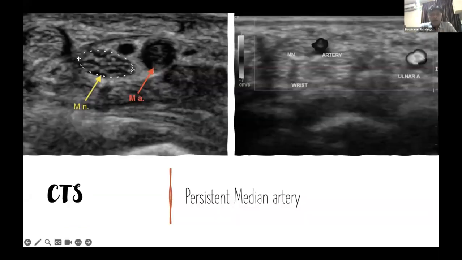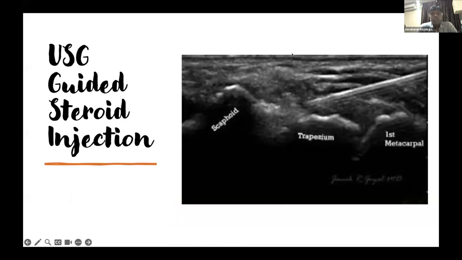So this is a median nerve where you could see a bifid median nerve, but you could also see a median artery, which is thrombosed. Now, this is very rare, and this we picked up, and there was a thrombus in the median artery. This is how a normal median artery looks when it is associated with the carpal tunnel. So the ulnar artery will be there, and the median artery is sometimes seen within the carpal tunnel, which leads to compression of the median nerve.